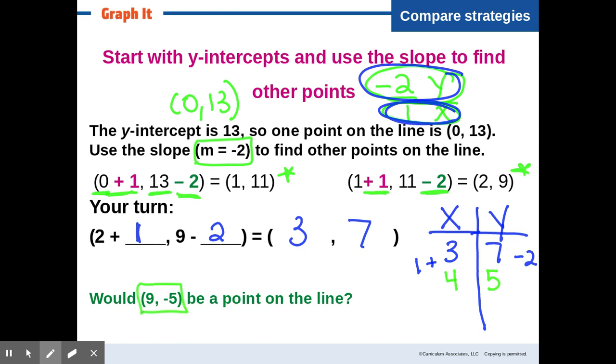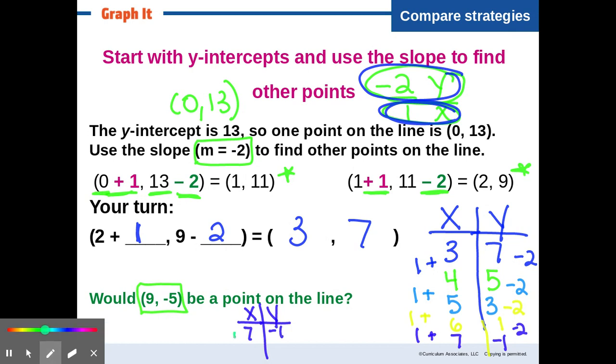Again, I'm just checking to see if (9, -5) is on there. So let's continue this, adding 1, so that becomes 5, subtracting 2, so that becomes 3. Try it again, adding 1, so that becomes 6, subtracting 2, so that becomes 1. Adding 1, so that's 7, subtracting 2, so that becomes negative 1. I am out of room, so I'm just going to move it over here to my x, y. So I have my (7, -1).